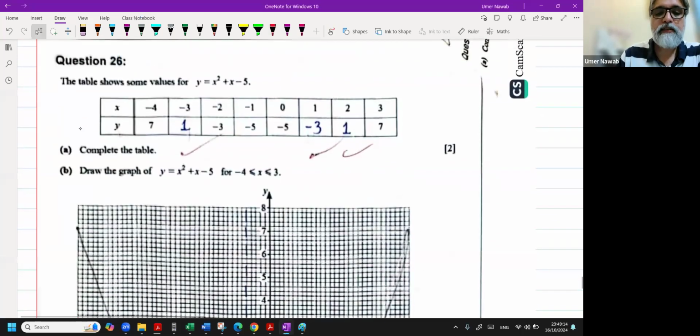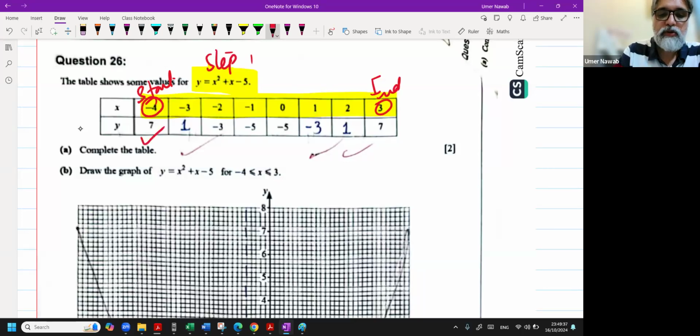Next, the examiner gave you another equation, a quadratic function. He gave you the list of x values from -4 to 3. So if you want to use the calculator, your start is -4, your end is 3, and your step is 1. So automatically you will get all these values.